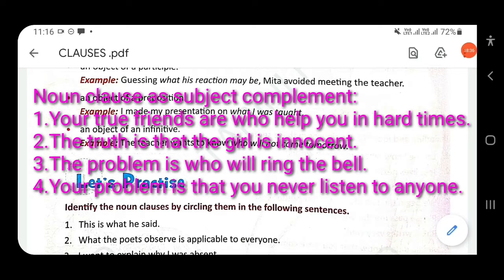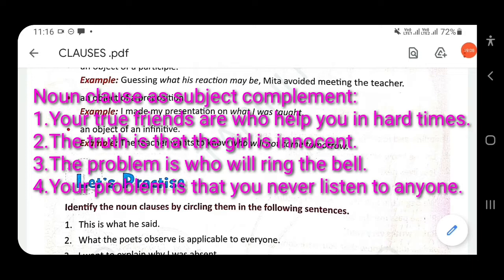Similarly, take another example. The truth is that the girl is innocent. So what is the truth? Here the subject is truth and the complement is that the girl is innocent. This is a noun clause, but here it functions as the complement. Which complement? Subject complement. It tells more about the truth, that the girl is innocent. So that the girl is innocent is a noun clause, and it functions as a subject complement. Clear?